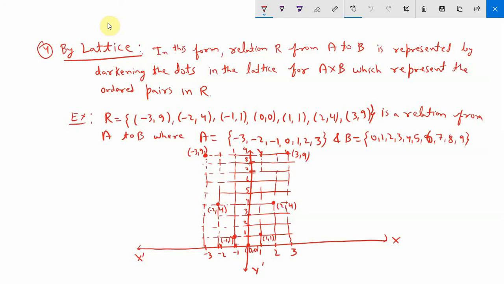R can be represented in lattice form this way. Okay, so next we will discuss domain and range of a function. So let me clean this. Domain and range.